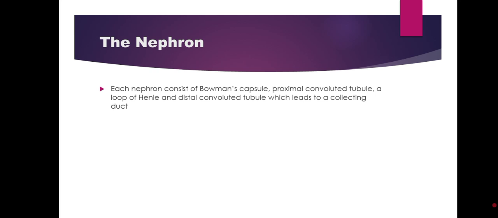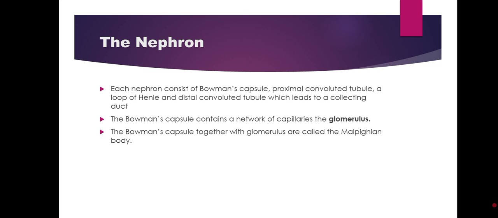Now, I talked about the Malpighian body, right? The Bowman's capsule contains a network of capillaries which we call the glomerulus. The glomerulus is a high concentration of capillaries, and together with the Bowman's capsule they are called the Malpighian body, right?